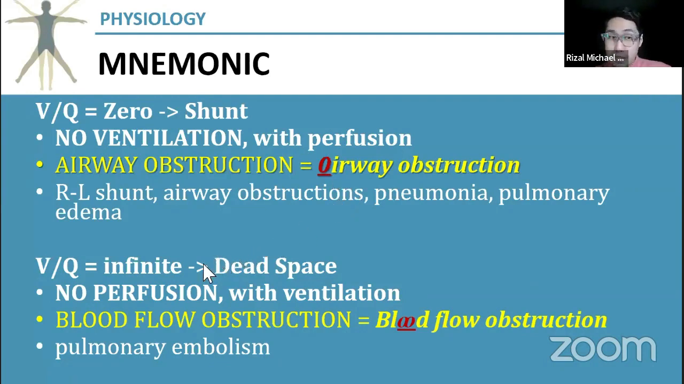When it's infinite, that's dead space ventilation. Since it's dead space, it is a blood flow obstruction: no perfusion, but with ventilation. The two O's of blood, make it infinite. So the common examples are the shunt, VQ 0, and dead space, VQ infinite, most often pulmonary embolism because of blood flow obstruction.